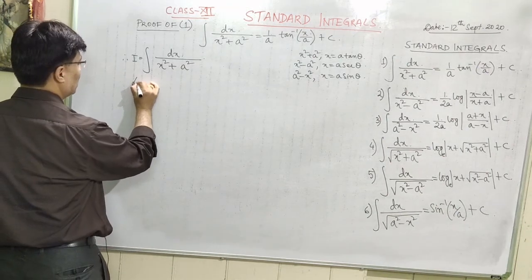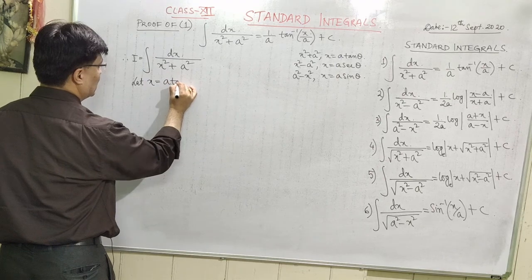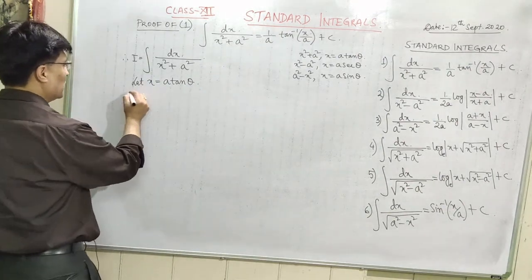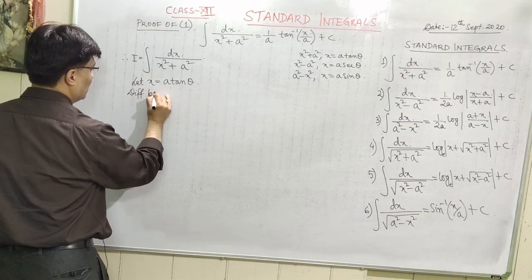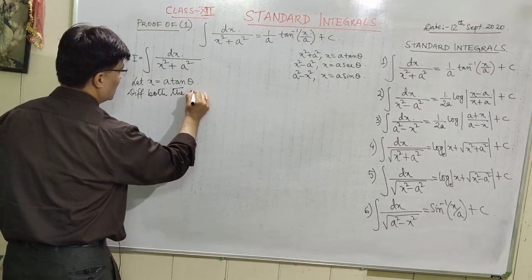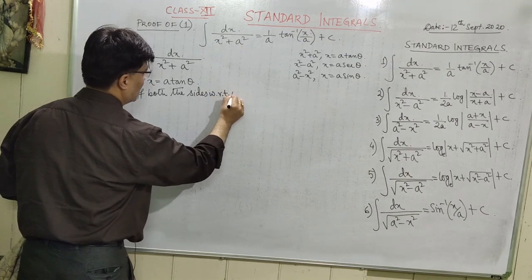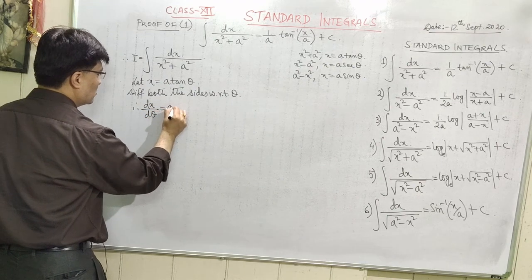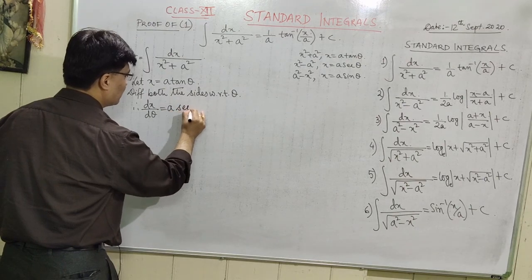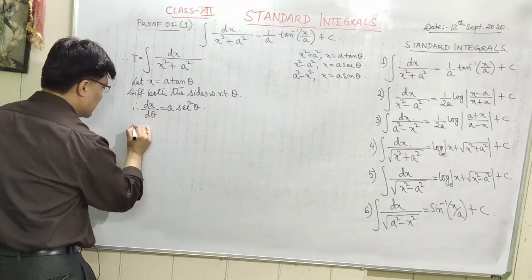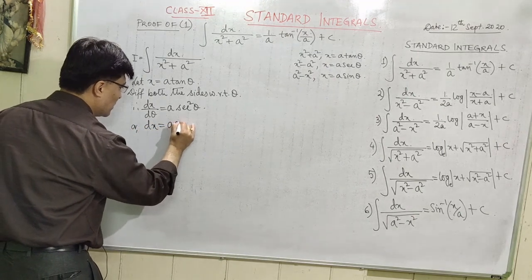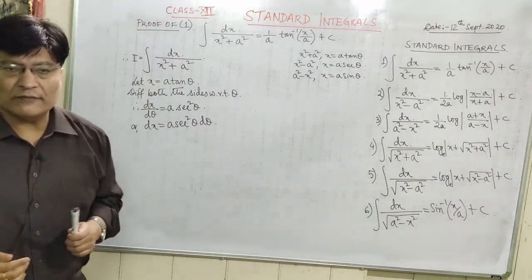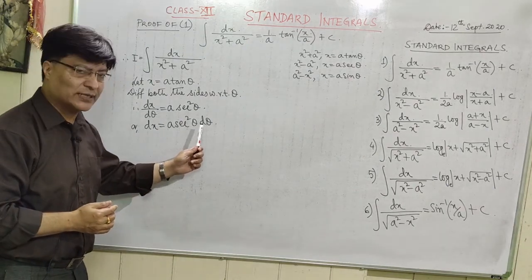So let x is equal to a tan theta. Now differentiating both the sides with respect to theta. So therefore dx by d theta is equal to, a is constant. What is the differentiation of tan theta? It is sec square theta. Now let us get the value for dx. What is dx is equal to? a sec square theta d theta. So now we have got the value for dx, which is equal to a sec square theta d theta.